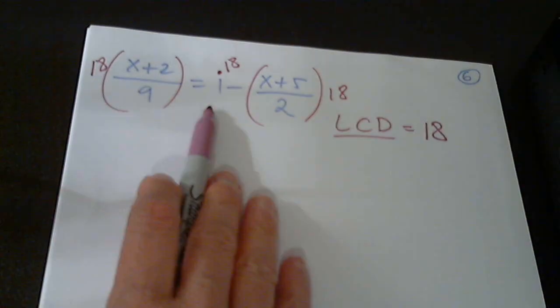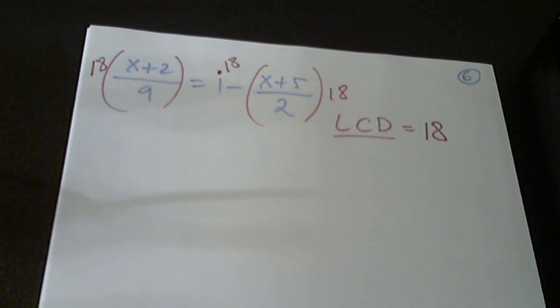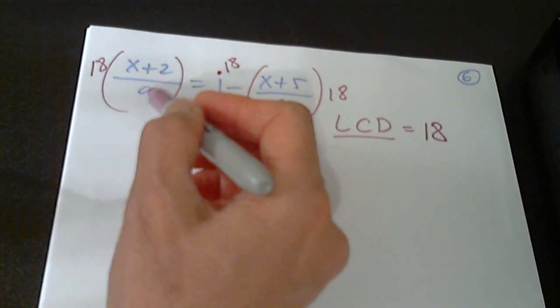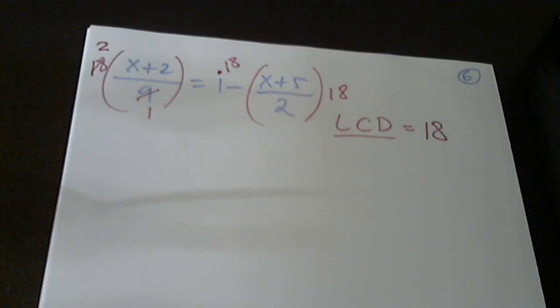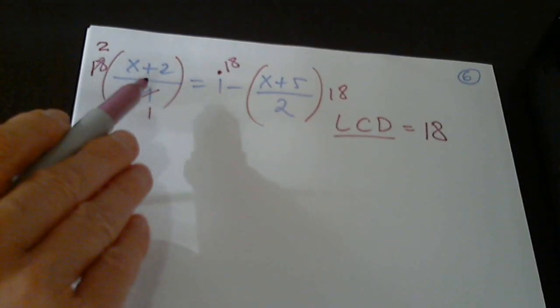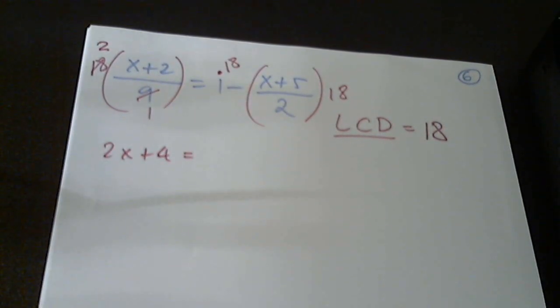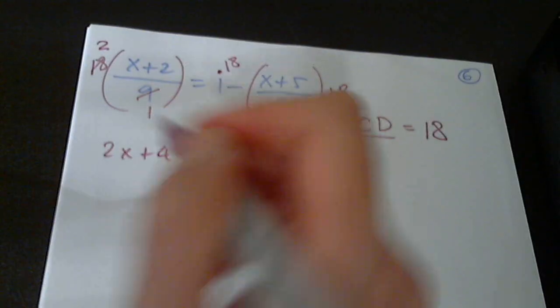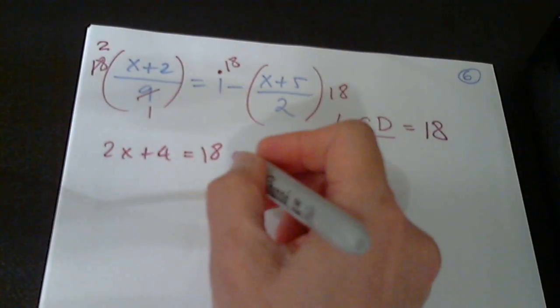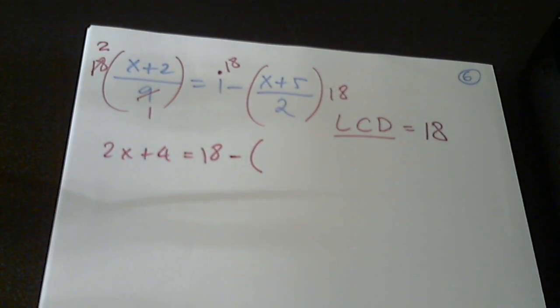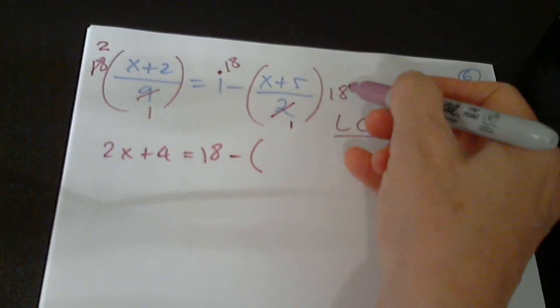This is the first term, this is the second term, this is the third term. When I multiply by 18, I simplify. And I'm really multiplying or distributing 2. So I have 2x plus 4. 1 times 18 is 18. I copy the negative sign and I open parentheses. Of course, I'm going to simplify, and I get 9.